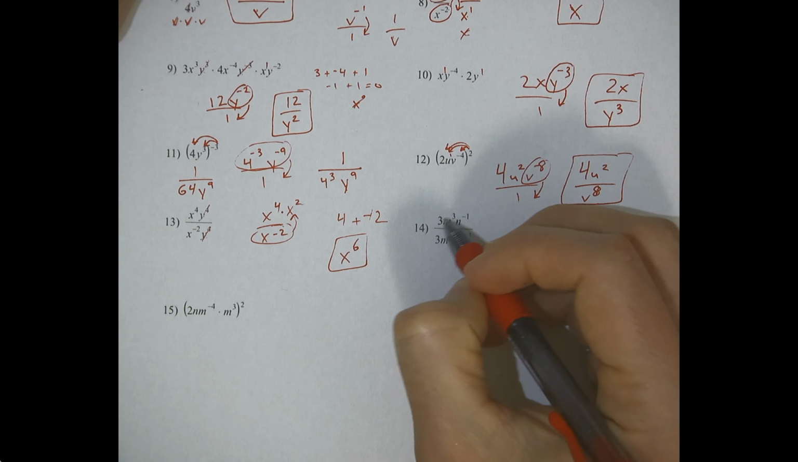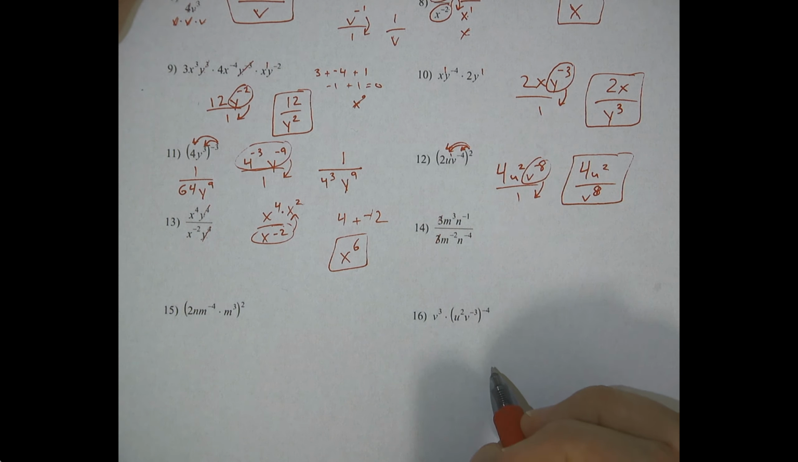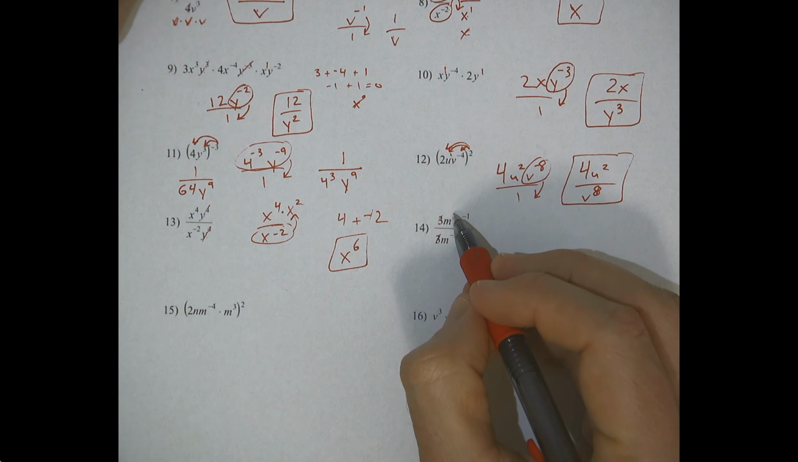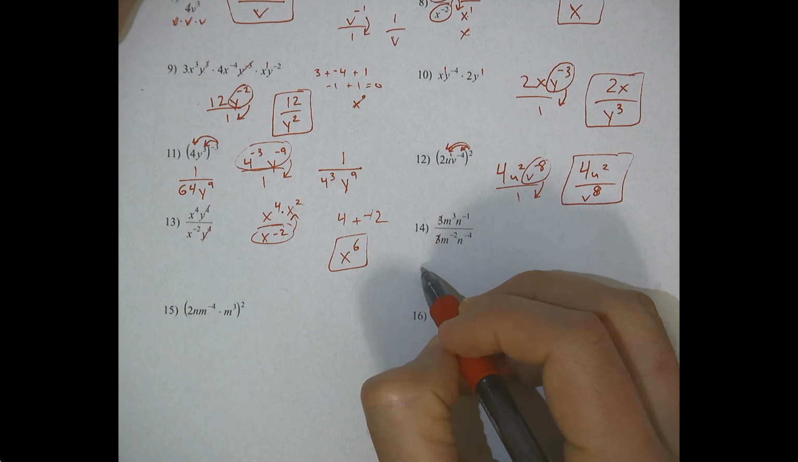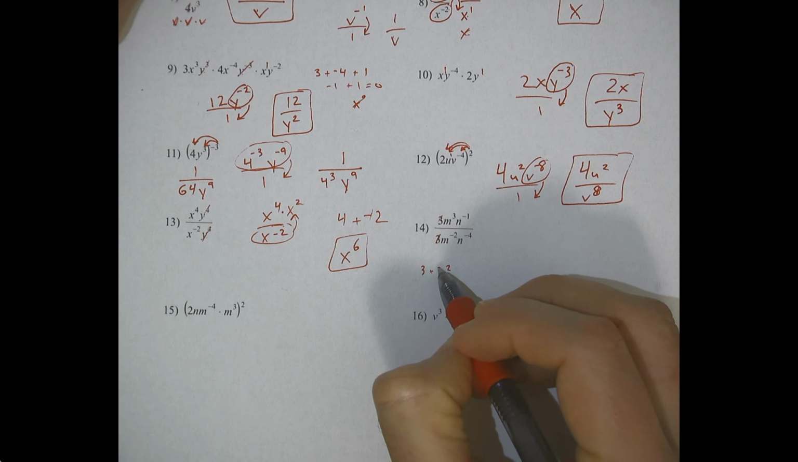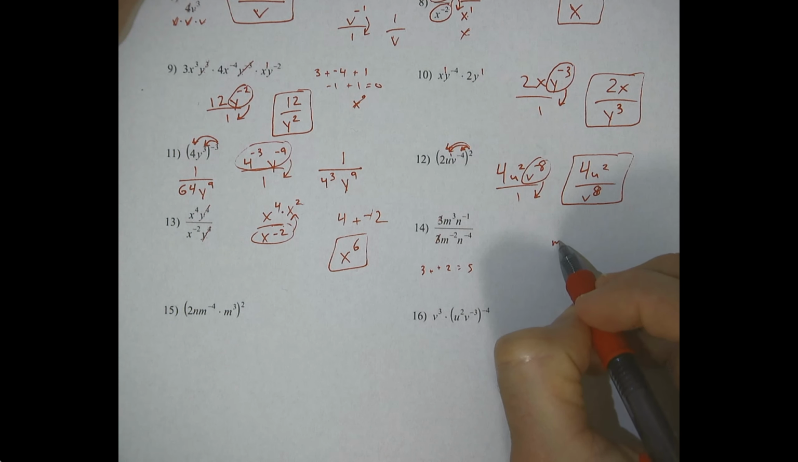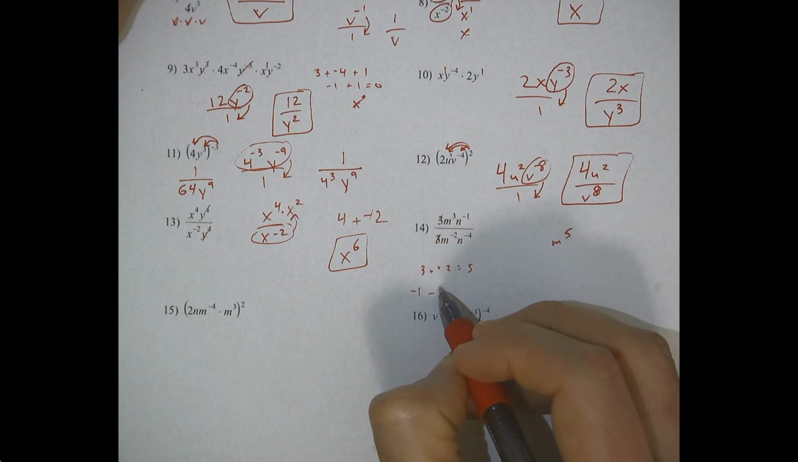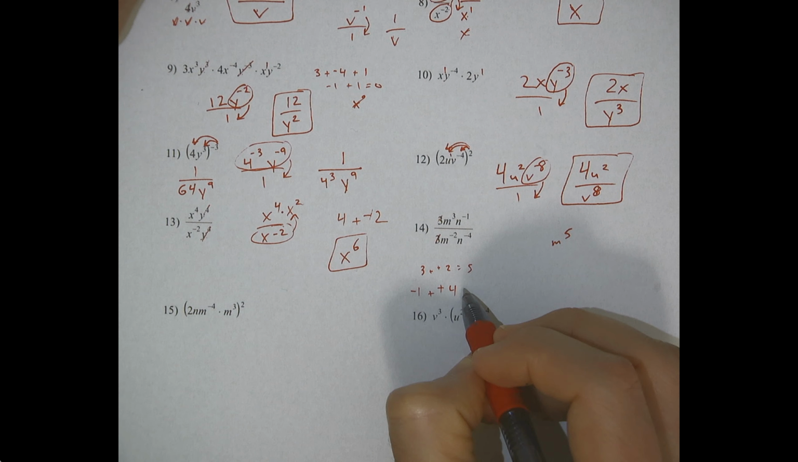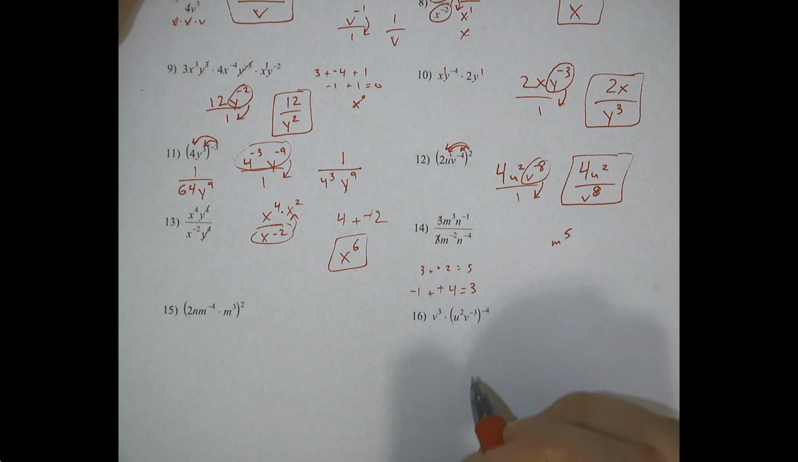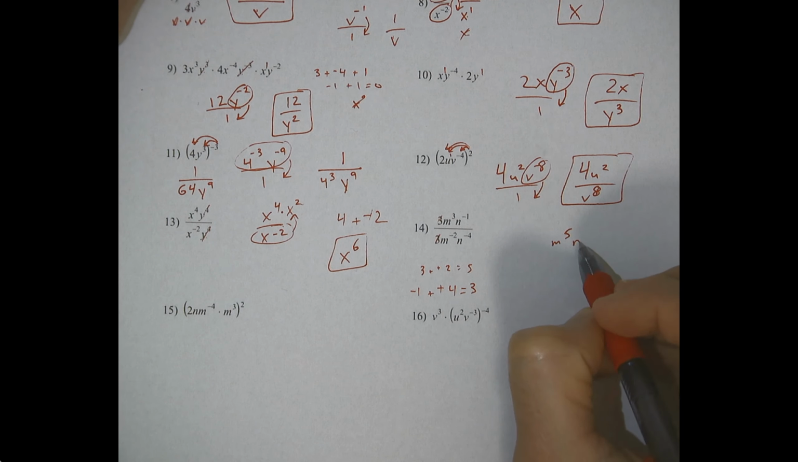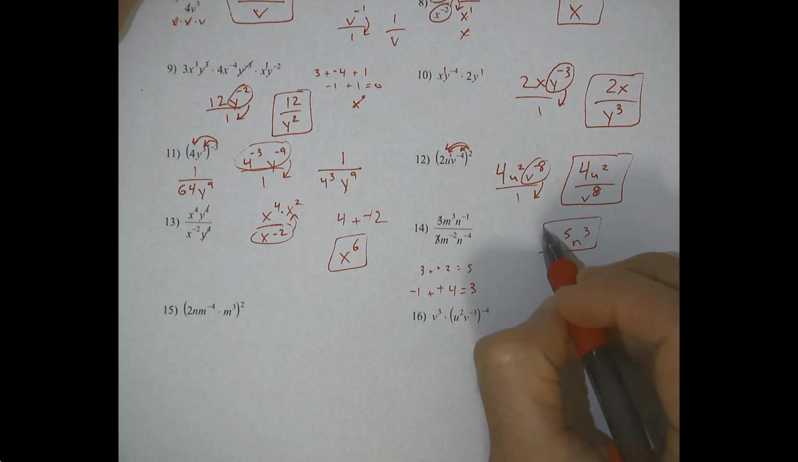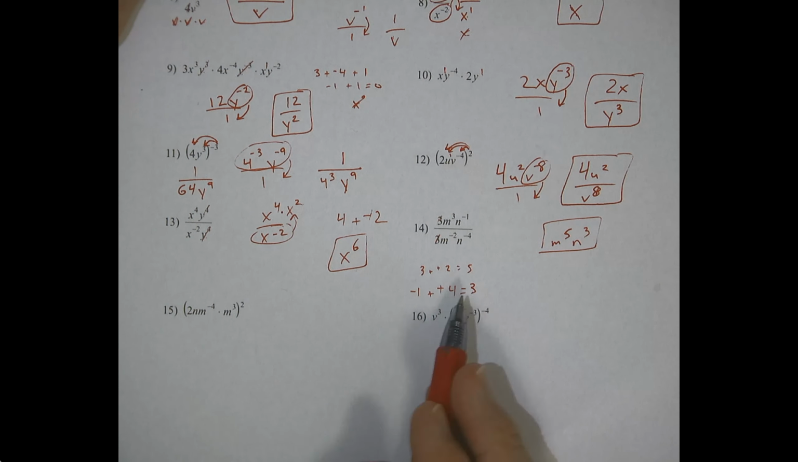14, 3 over 3 cancels. How do I want to deal with these now? So subtraction would be 3 minus negative 2. Goes plus plus. That's 5. So I have m to the 5th. Negative 1 minus negative 4 goes plus plus. That's 3. And so it is n to the 3rd. So quotient rule, if you can handle your negatives and write everything out, I think it's nice and easy.